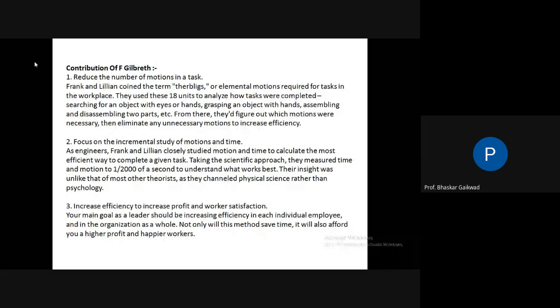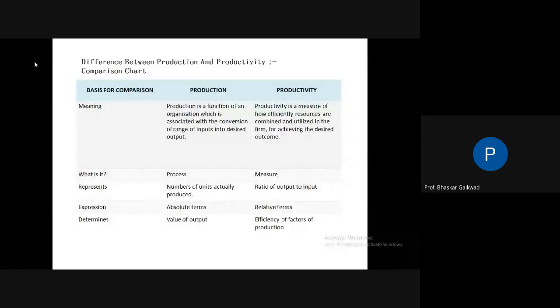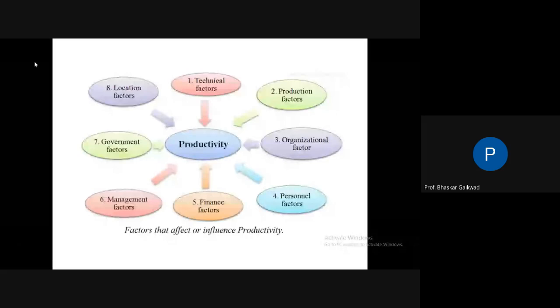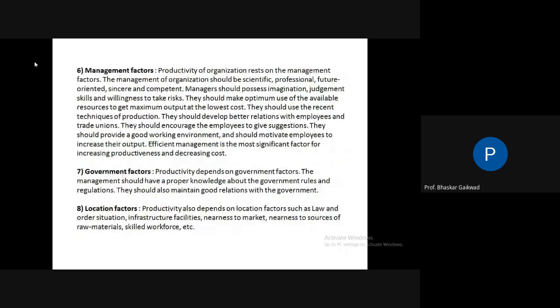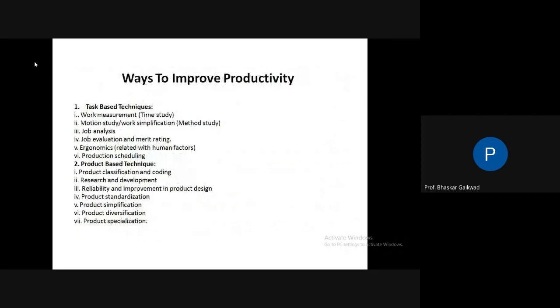Then we went through the difference between production and productivity. Production is the number of units to be produced in a particular period, for example one shift, how much quantity. And productivity is the ratio of output divided by input. Then the factors affecting productivity: there are eight factors, and a brief introduction of each factor was given in the last lectures. Then ways to improve productivity. Yesterday we saw the task based techniques.